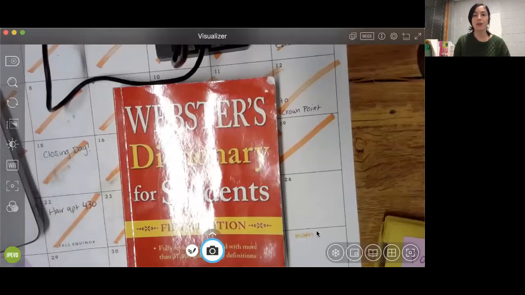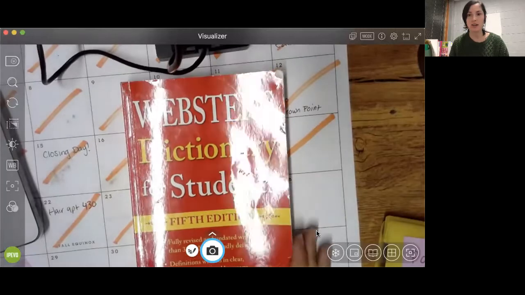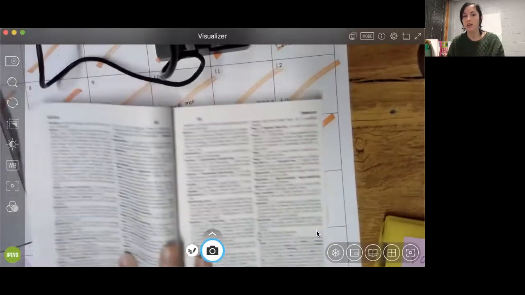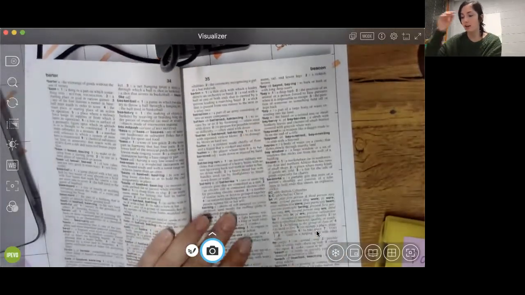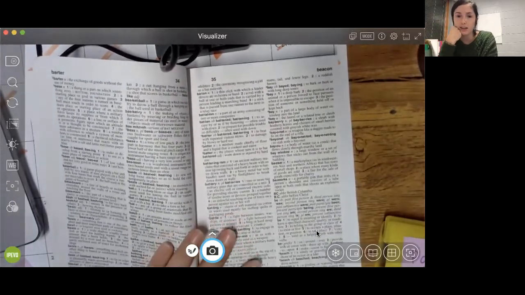All right, guys. So last Friday we practiced a little bit with alphabetical order. So today we're going to practice even more with that. So I have a dictionary here. So let's take a look at this dictionary. Go ahead and see if you notice anything.